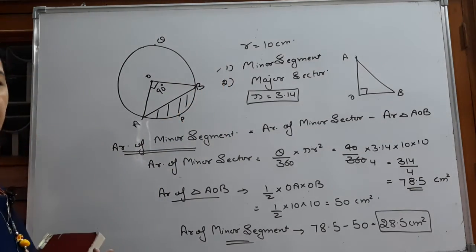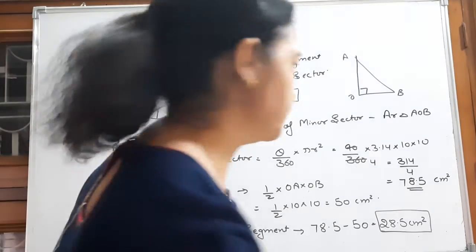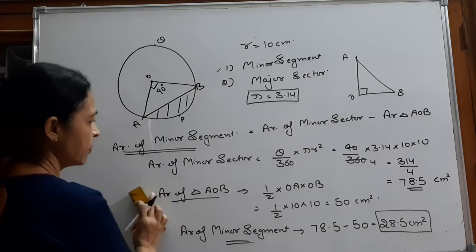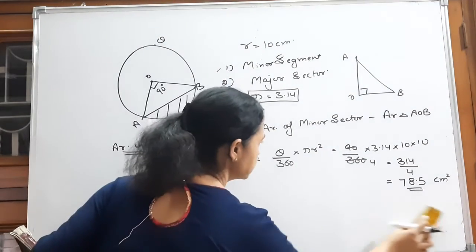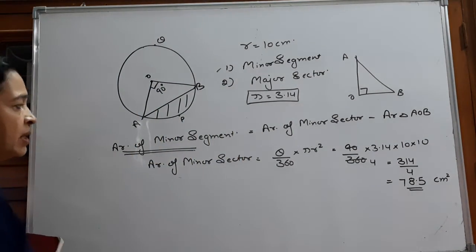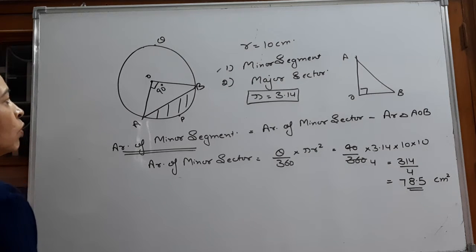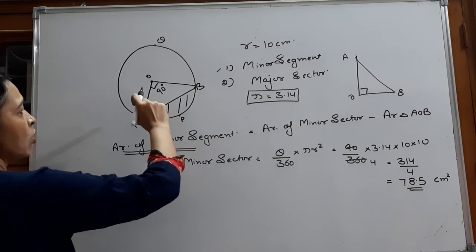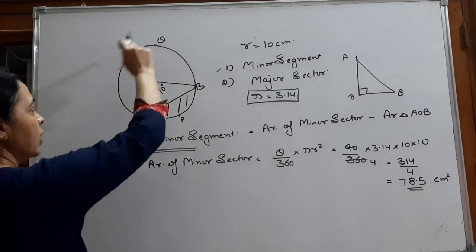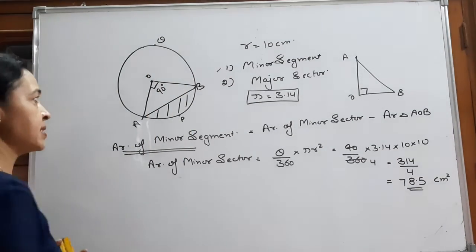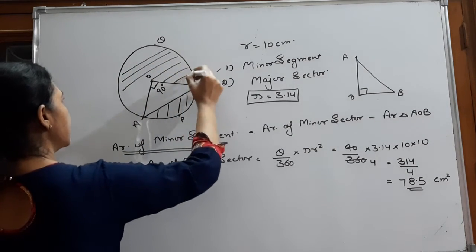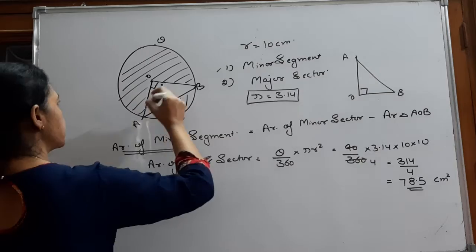Next is, what is the area of major sector? Bachche, pause the video and note it down. I am rubbing it from here. Now, what we have to find, bachche? Area of major sector. What is the area of major sector? OAQB is our major sector. This one. We have to find the area of this portion.